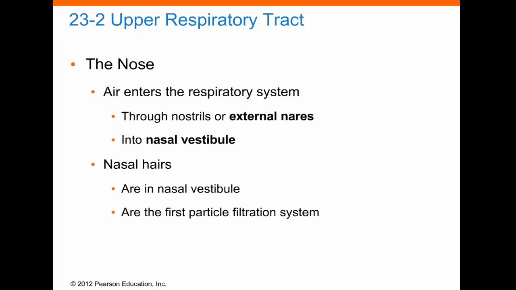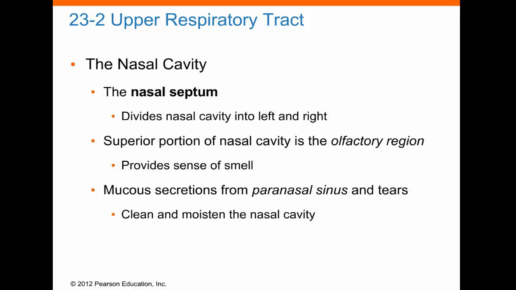So if we start at the nose and move our way down, we'll go through the structure and the function. Air enters the respiratory system through the external nares into the nasal vestibule, and there the hairs provide the first form of filtration. Then we move into the nasal septum, which is divided into the left and right, and here you've got the superior portion, which also is the olfactory region, which provides us with a sense of smell.